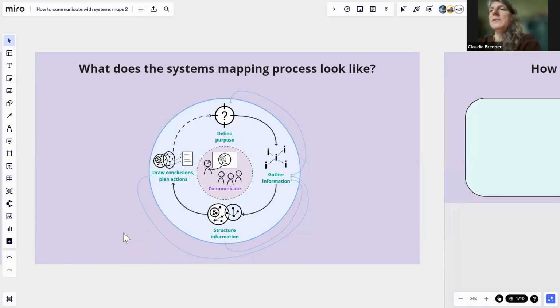What are you trying to do with the map? I think you did it really well: what is the map for? But maps can be for many things. They don't have to be for one. I think that's the challenge with systems.